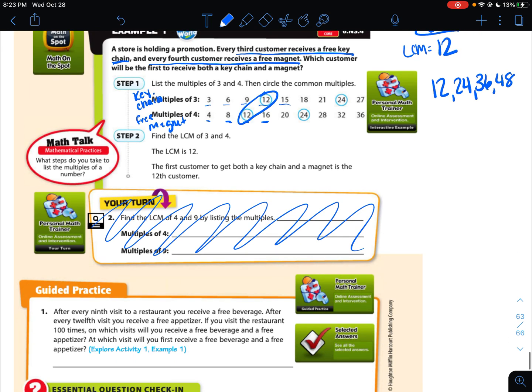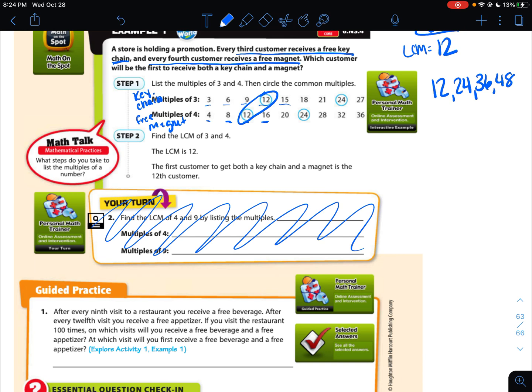And we are going to look at the guided practice. So the guided practice says that after every 9th visit to a restaurant, you receive a free beverage. After every 12th visit, you receive a free appetizer. If you visit the restaurant 100 times, on which visits will you receive a free beverage and a free appetizer? And at which visit will you first receive a free beverage and a free appetizer?